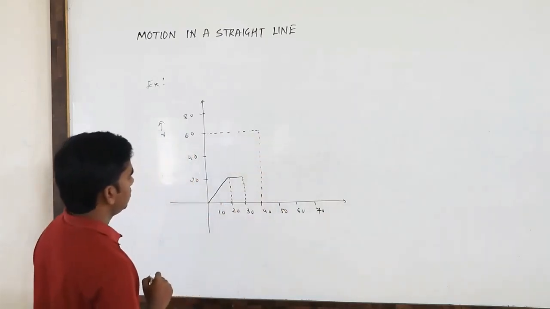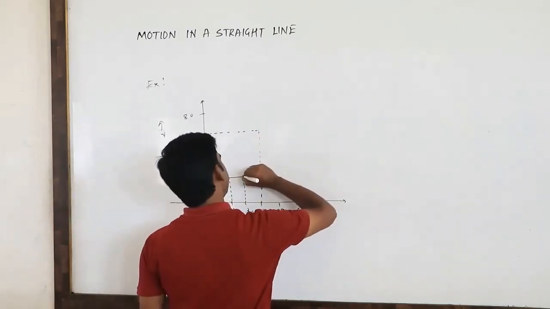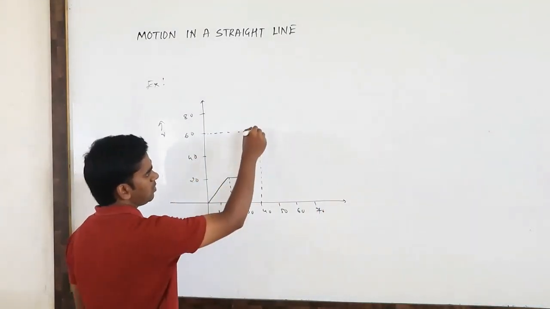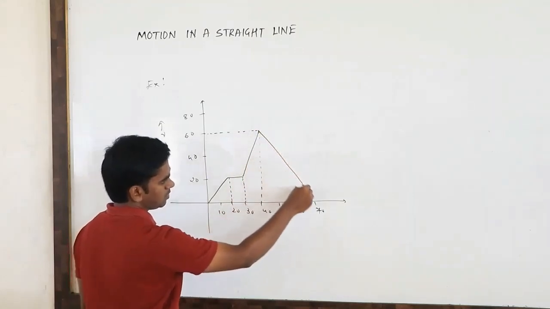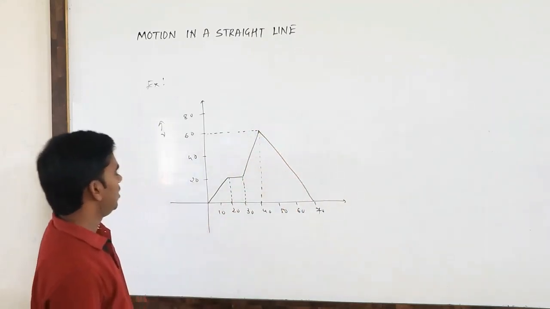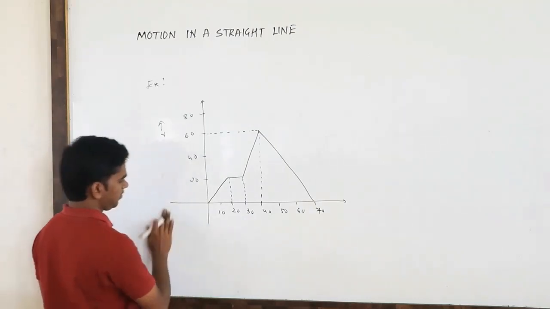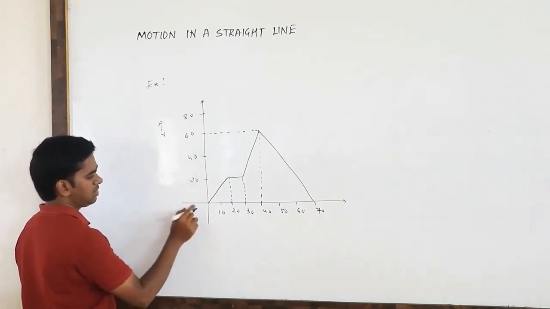Okay. So this is what the graph. It is suddenly going here. Now from there it is suddenly coming to 70. Okay. So this is what the graph. What is the question? The question is, what is the maximum acceleration in the graph?